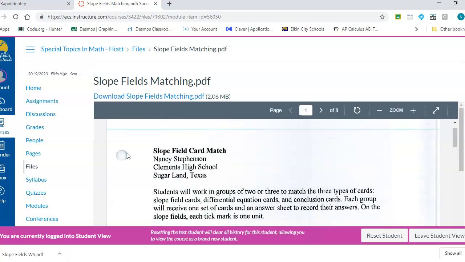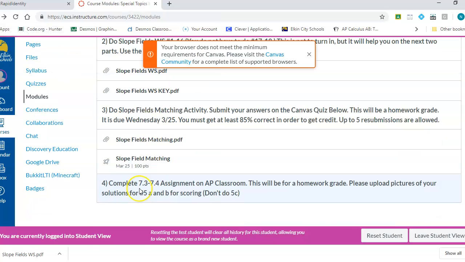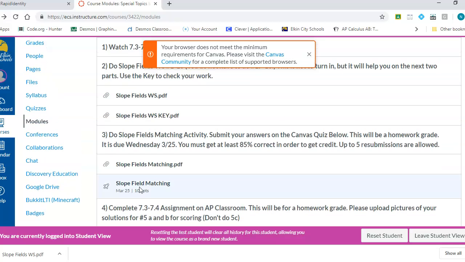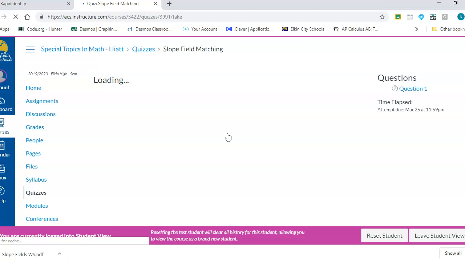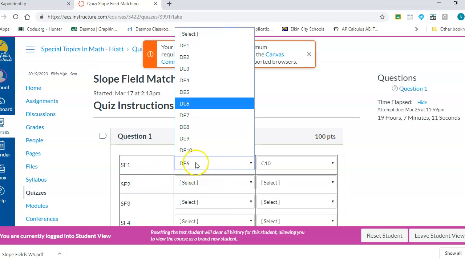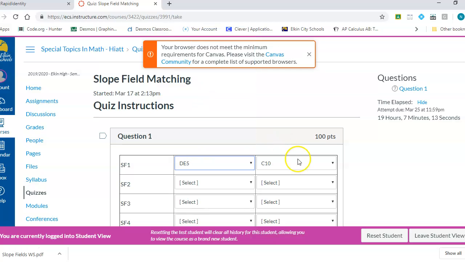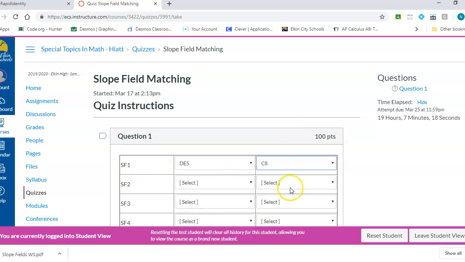And the way you're going to submit this assignment is you are going to go over here to the quiz, the Canvas quiz that you'll see right here where it says slope field matching, and you will take the quiz, and you will just select, like, if slope field 1 goes with DE5, your differential equation 5, and your 8th conclusion, then you'll pick those here. Now, those probably aren't the right answer, so don't pick those.